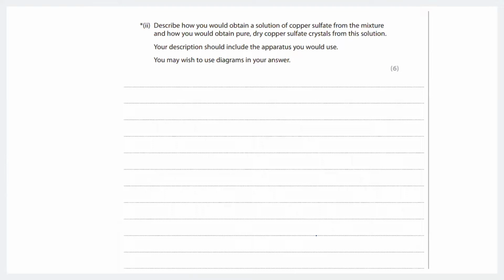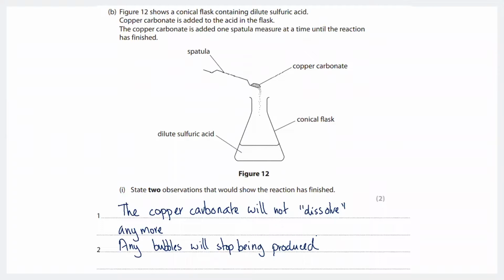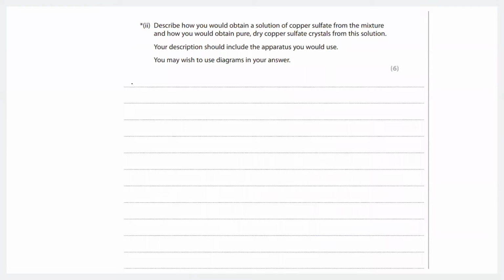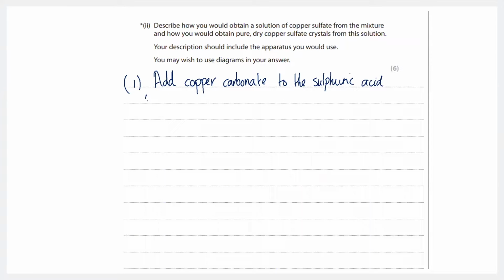Okay, so copper sulfate from the mixture. So we've got copper carbonate and dilute sulfuric acid, so we go from where we started off. So add copper carbonate to the sulfuric acid until the reaction has stopped. That's been called in excess.